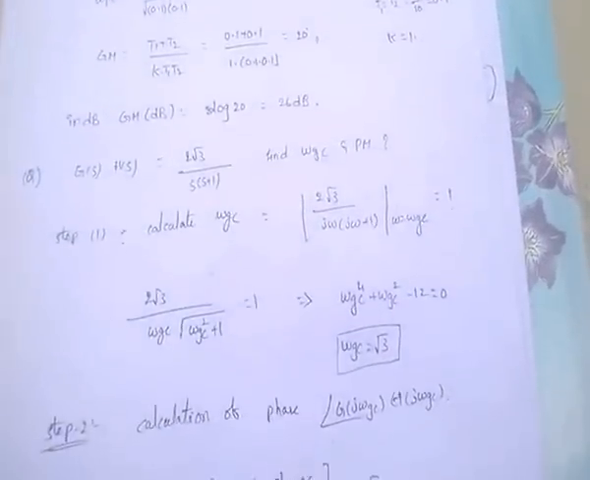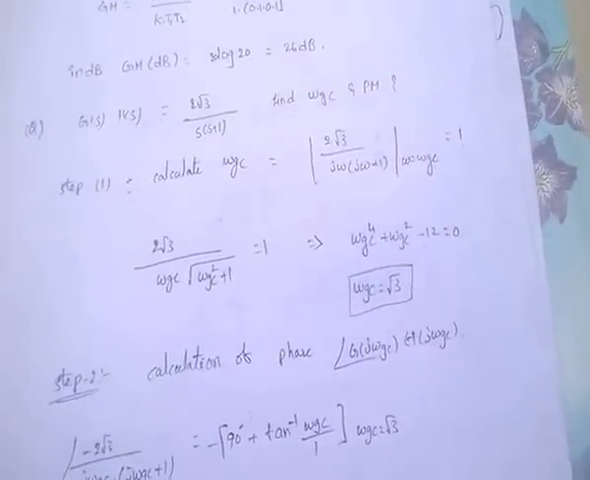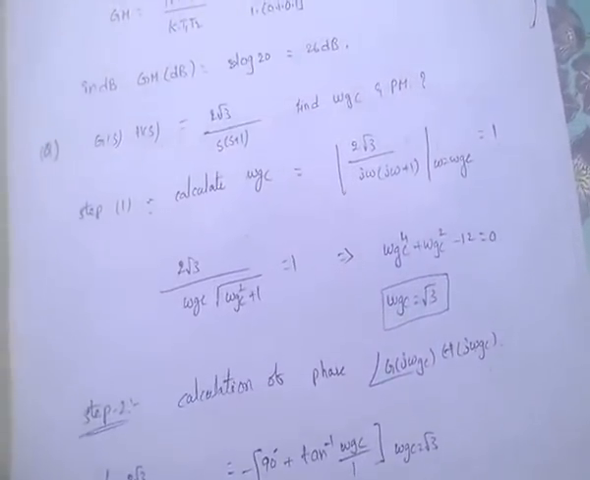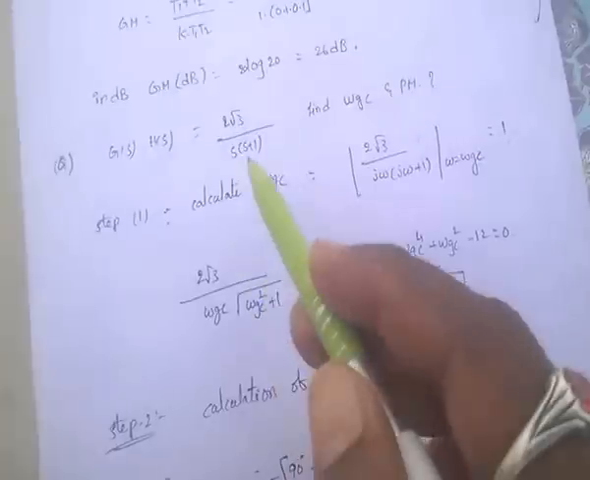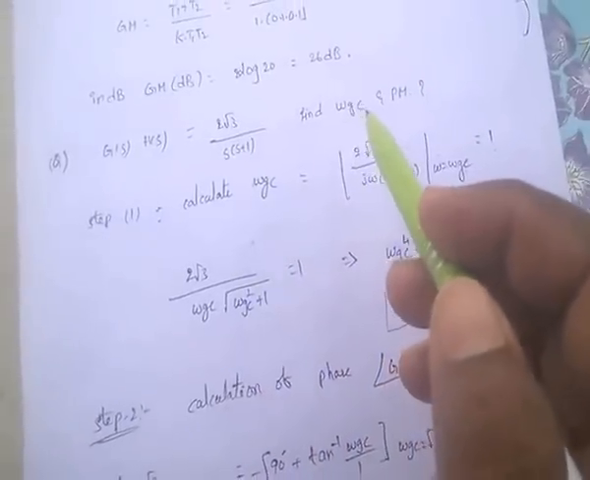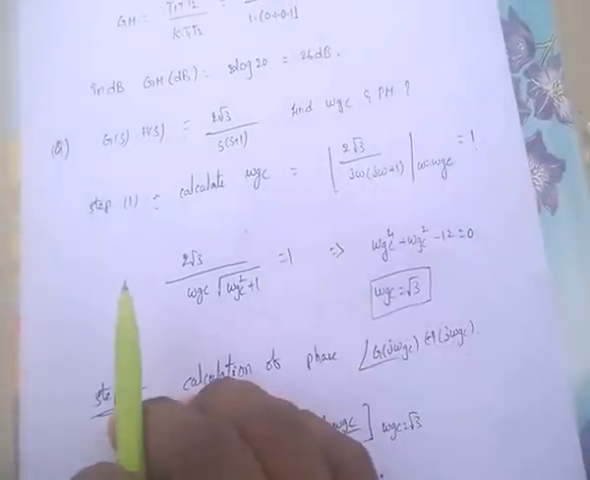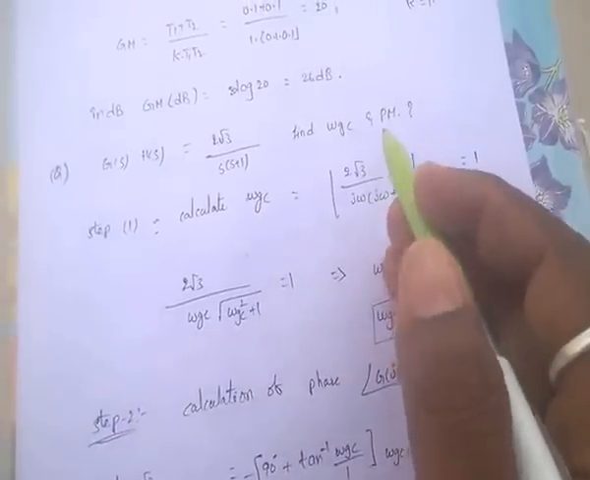And next question, if G of S and H of S is given equal to 2 root 3 by S into S plus 1, find out omega GC, omega PC and phase margin.